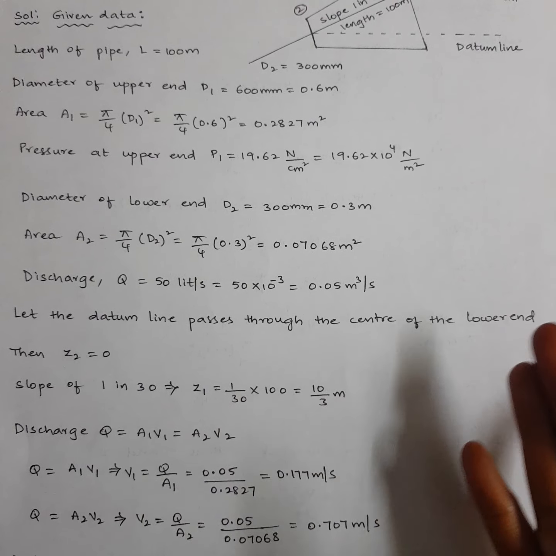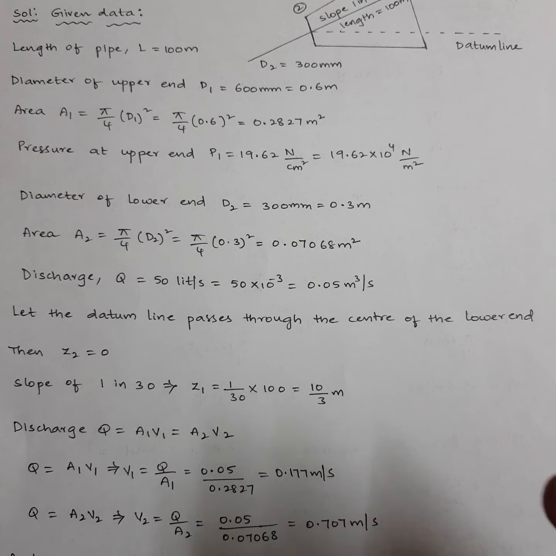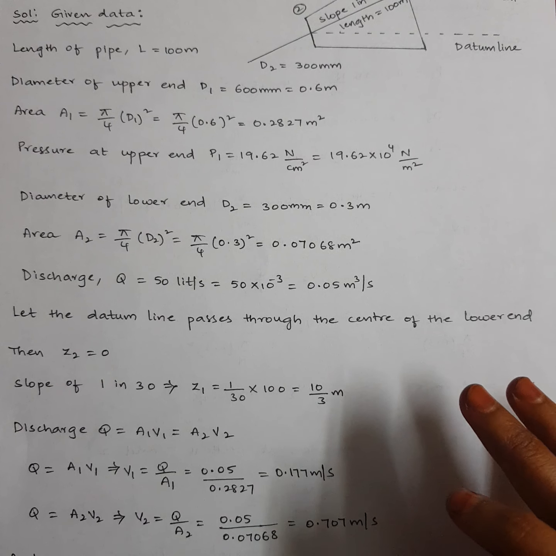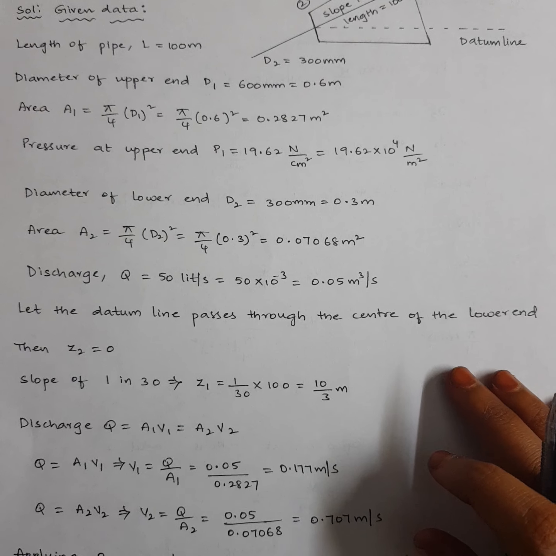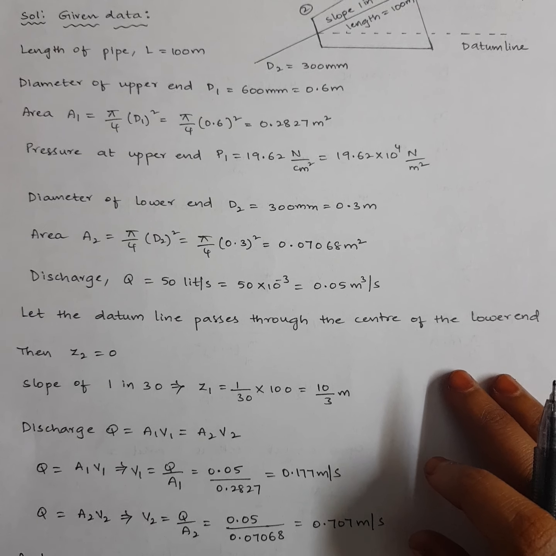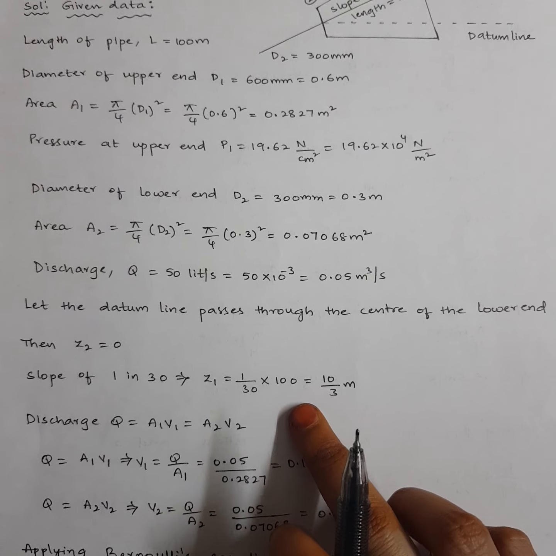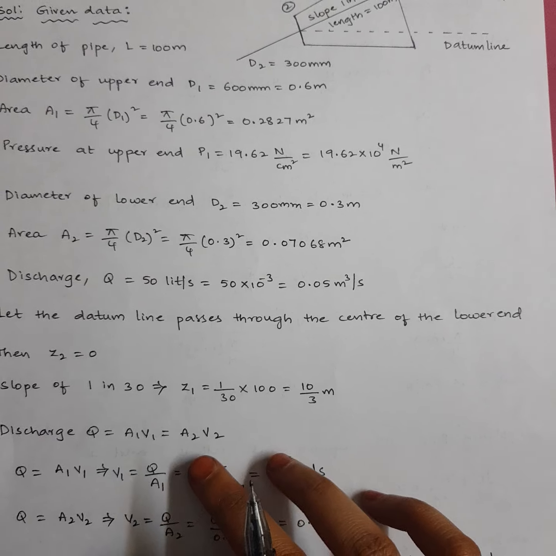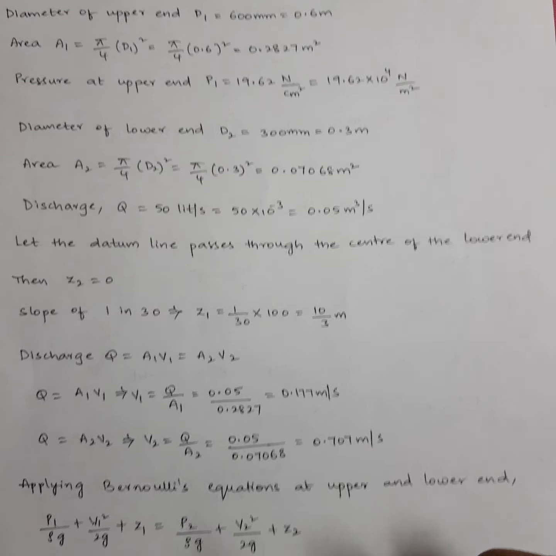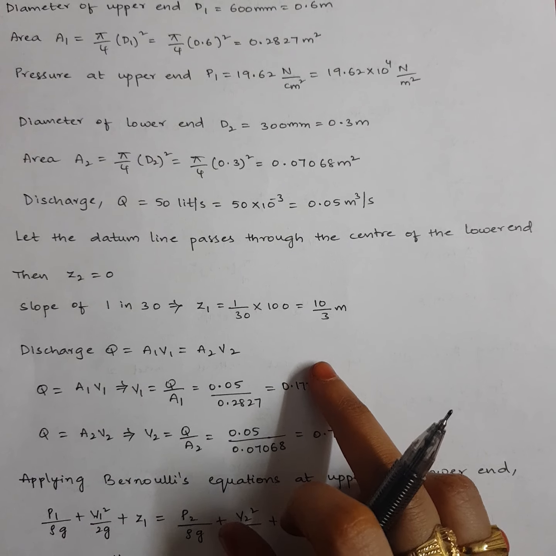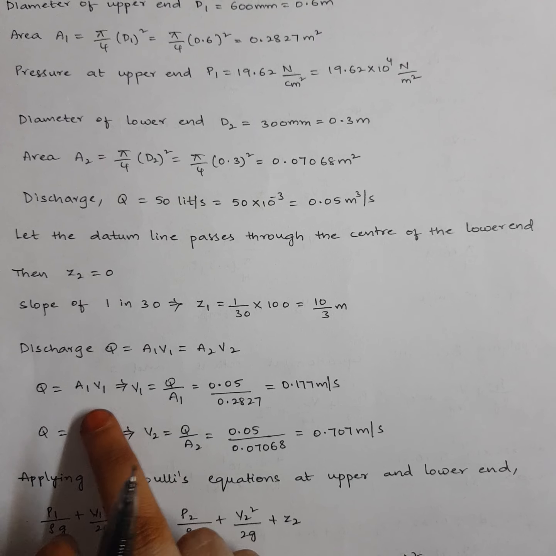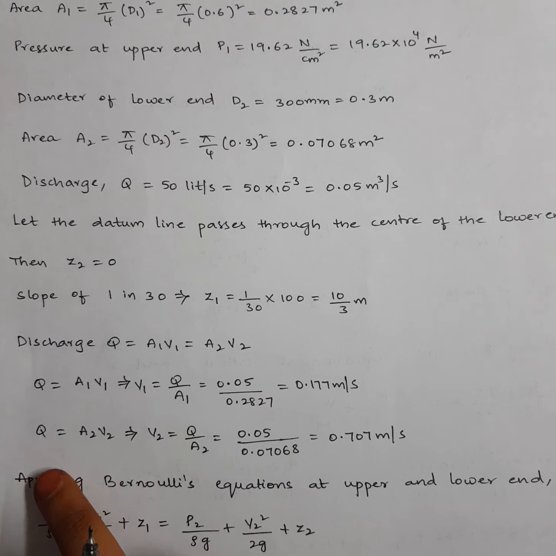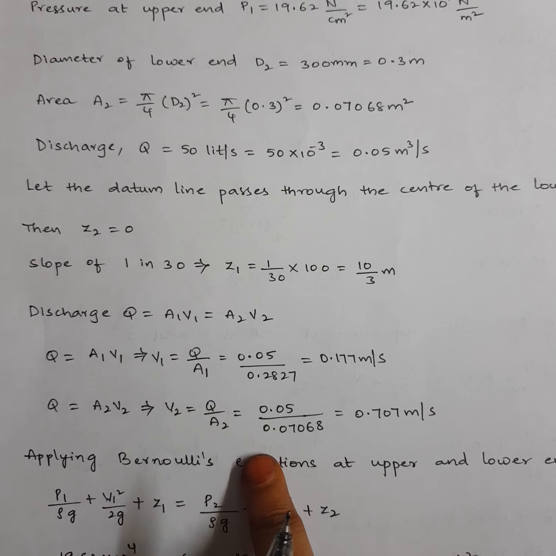Remember, you can consider the reverse also, but always remember one thing, whichever end you are considering as the datum, that z value will be 0, the other one will be the slope into length. Clear? Again, the remaining process is as usual the same. Q is a1 v1 equal to a2 v2, same again q equal to a1 v1, so from here v1 is q by a1, again q equal to a2 v2, v2 is q by a2.